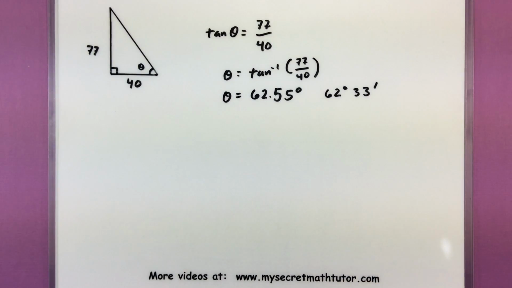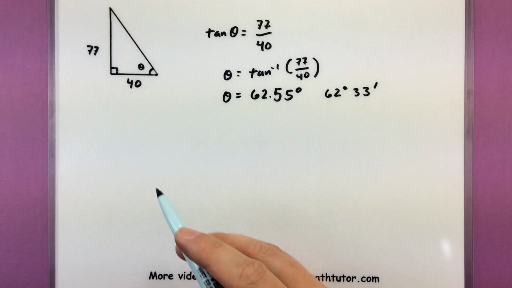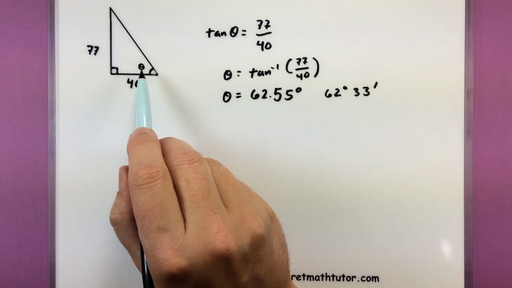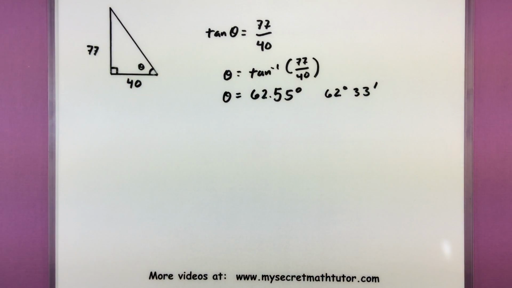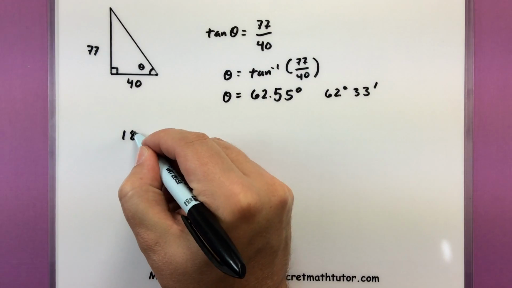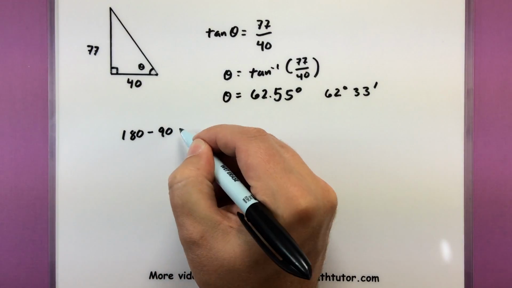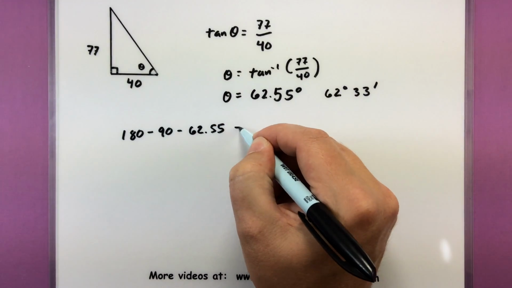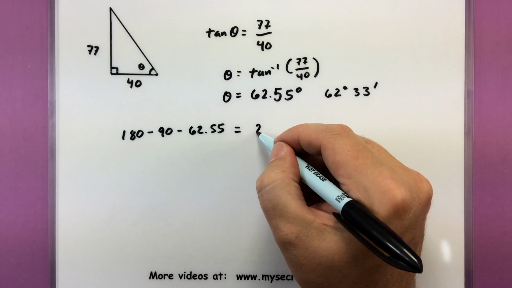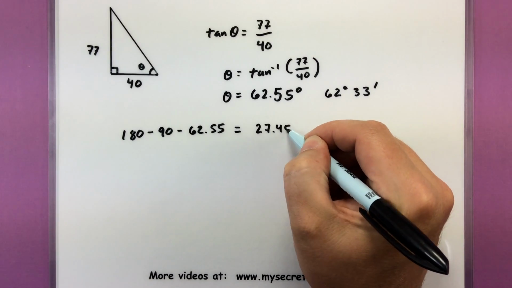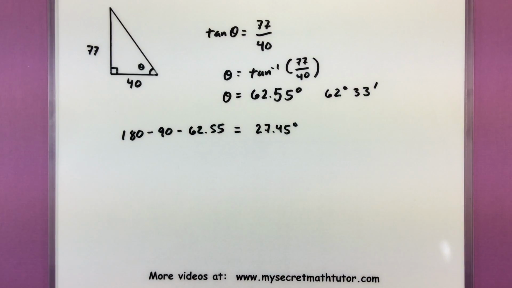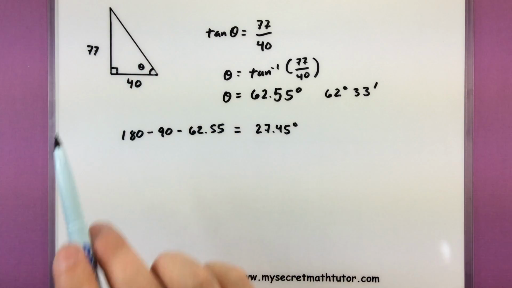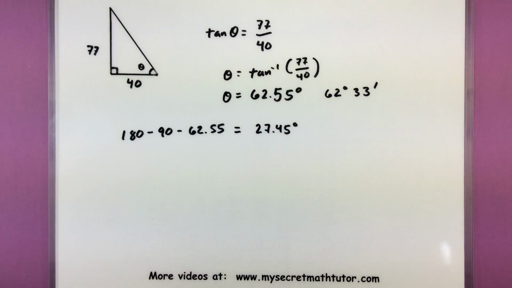So now we actually have two angles in our right triangle. I have the 90 and I have the 62.55. Now we can use the fact that they all add up to 180 to find all of my angles. So 180 minus 90 minus this one we just found, 62.55. So what do we have left? We'd have 27.45 degrees. All right, so I have one angle, two angles. Still need that missing side.